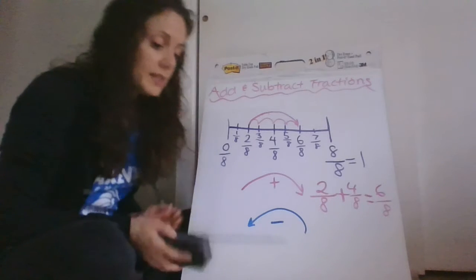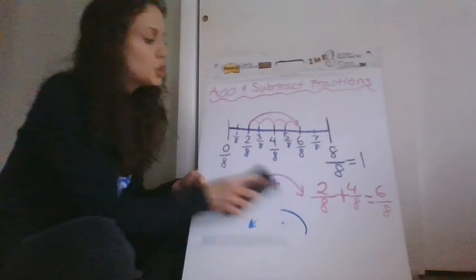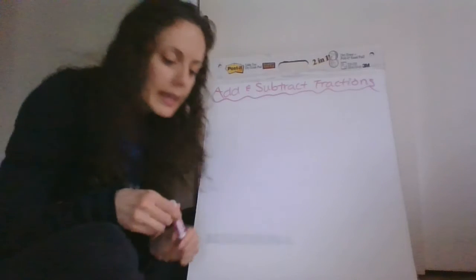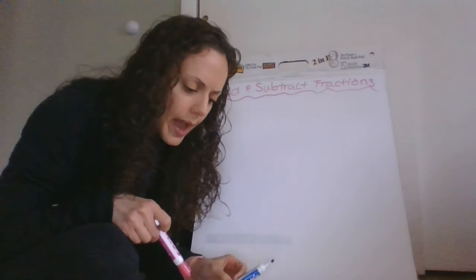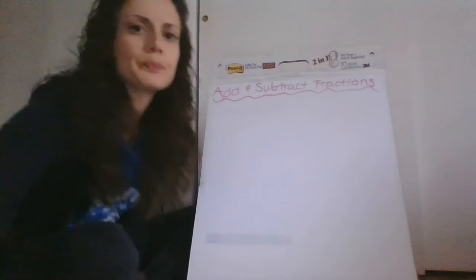You're also going to see word problems that have multiple steps in them. So for example, let's say that, I'm trying to make up a good thing here. Okay, let's say that I have a pitcher of lemonade.